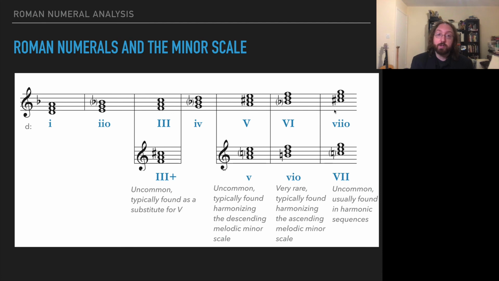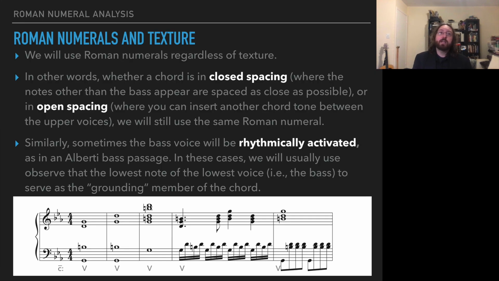Common usage of Roman numerals and chords in the context of the minor scale. Very briefly, we should talk about Roman numerals and texture. And we'll be using Roman numerals regardless of the texture. They are a harmonic summary of what is going on. So in other words, a chord could have closed spacing, where the notes other than the bass appear spaced as close as possible. That's what we have here in the first example.